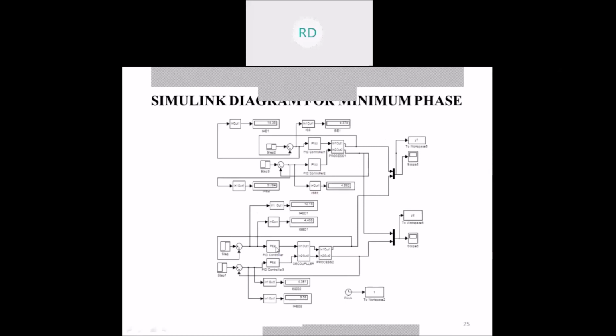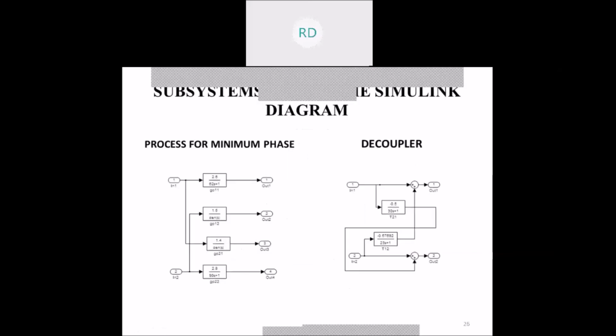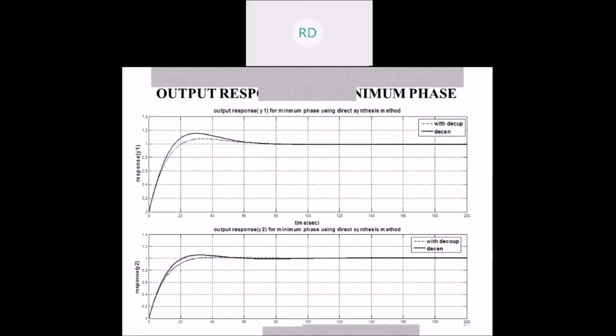I'm using PI controllers for this, decentralized PI controllers. So only 2 controllers will be designed here. This is your decoupler block, and this is your actual process here. Then the scope. So this is your output response for the minimum phase.